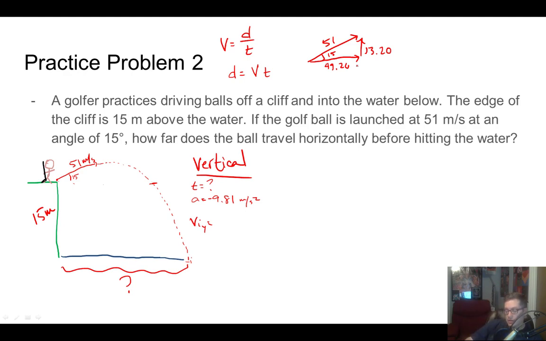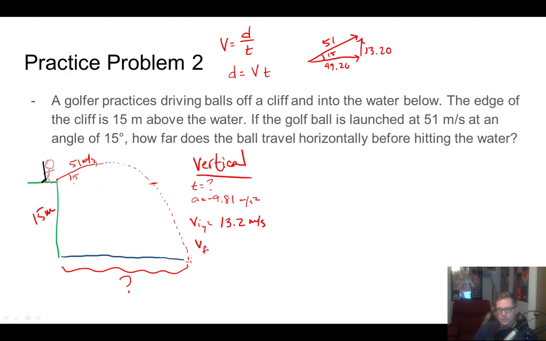Those are our two components, and we could double check those by squaring each of them, adding them together, and taking the square root of your answer. I got 51.44, which is off by only about 0.0004. Sweet. So those are our x and y components. So v sub i in the y direction is equal to 13.2 meters per second. All right. Now, do we have a vf?